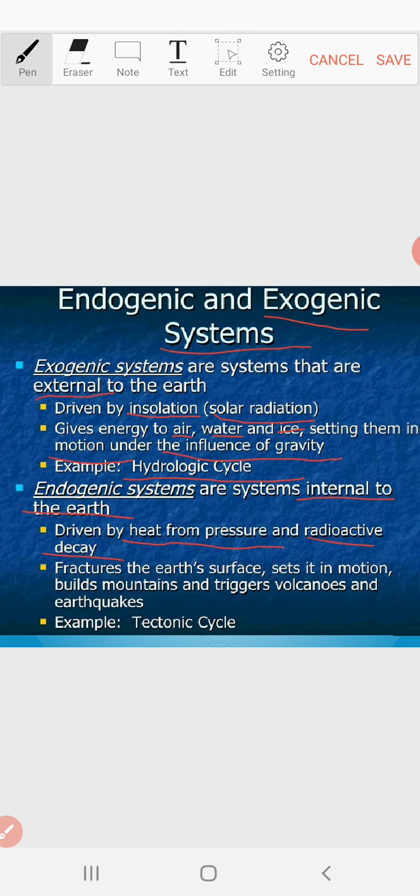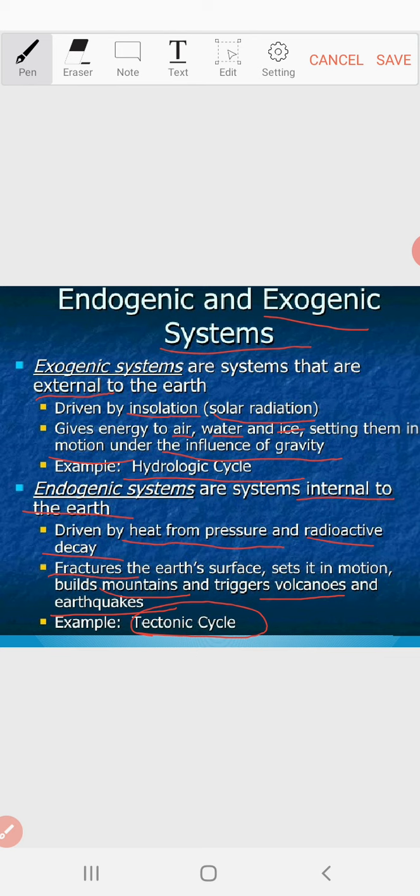Now, due to this earth's interior heat or endogenic forces, what are the features that are developed on the earth's surface? We are getting fractures, we are getting mountains, we are getting volcanic eruptions and the earthquakes. So, an example is the tectonic cycle. So, these are the two forces.